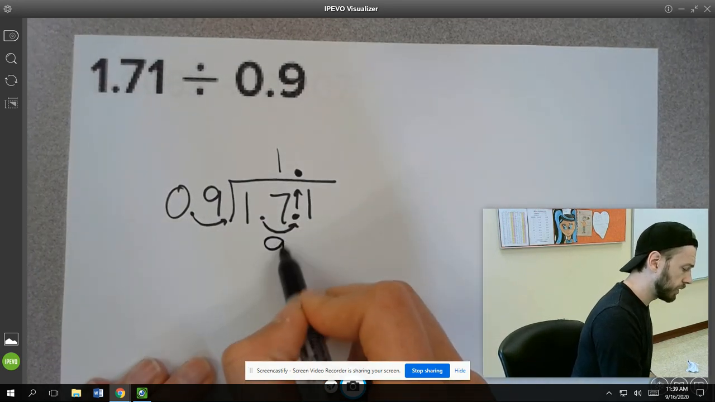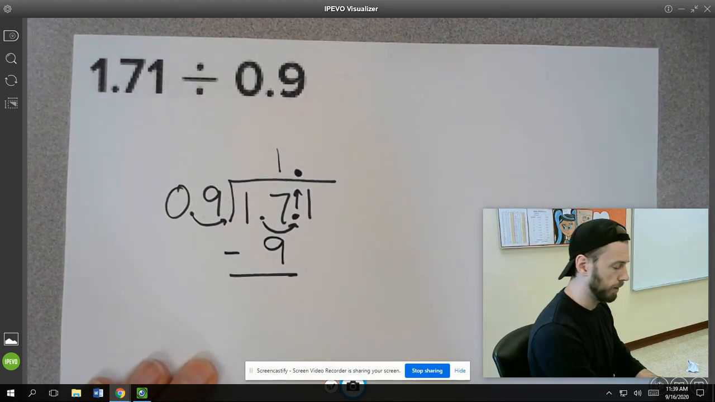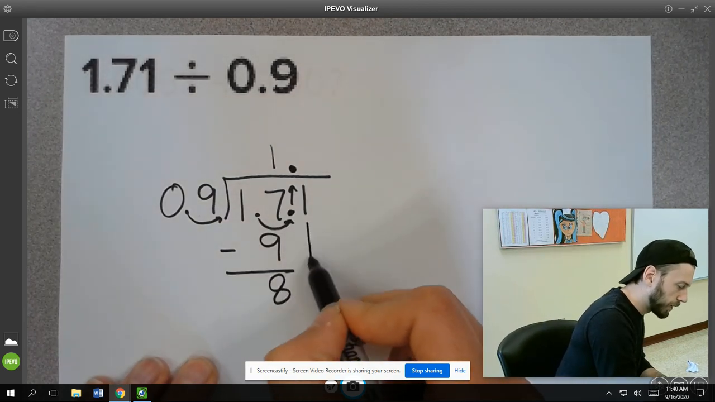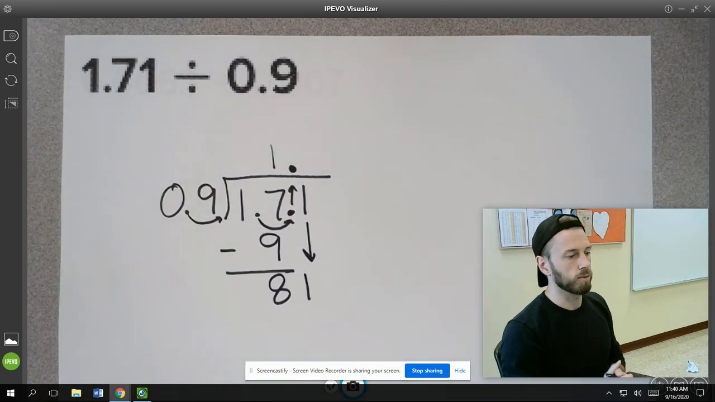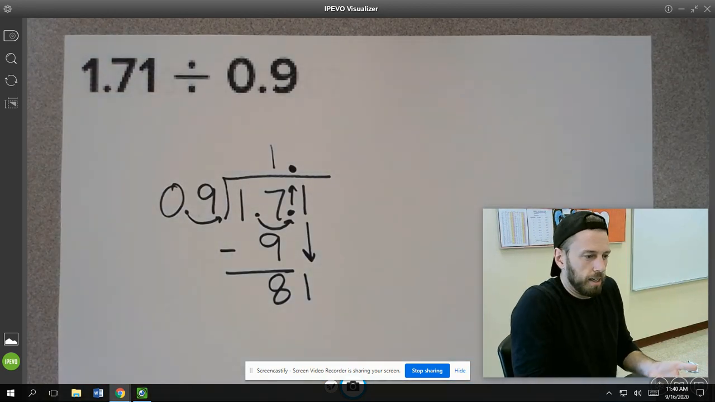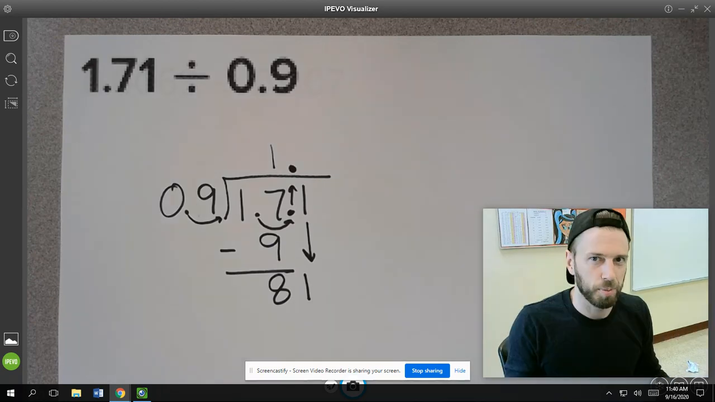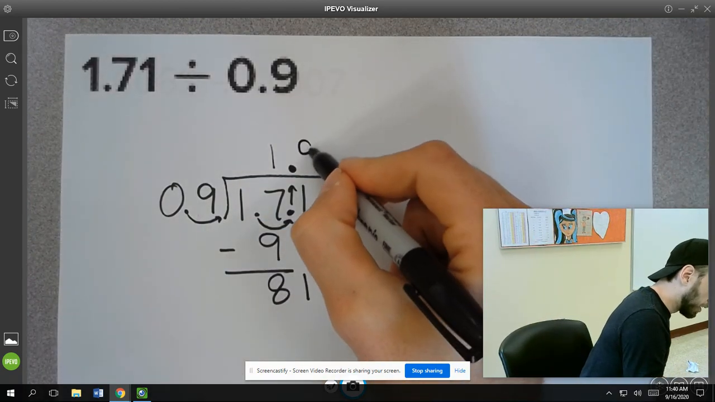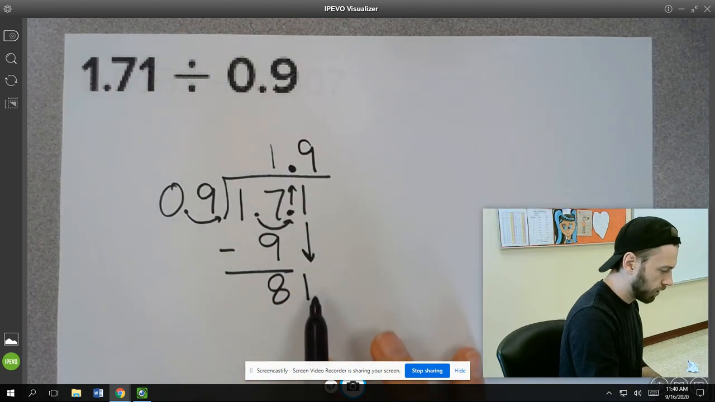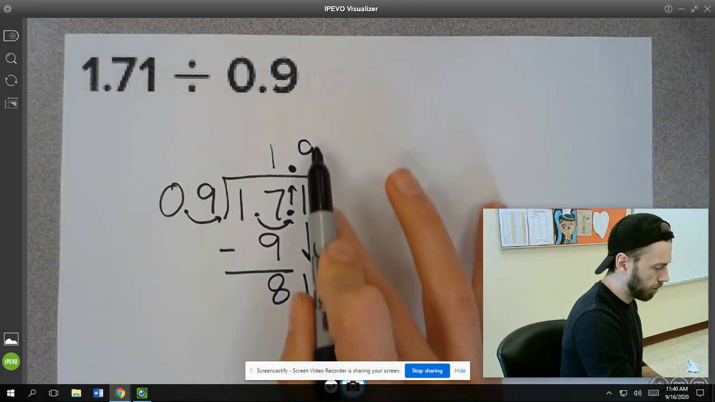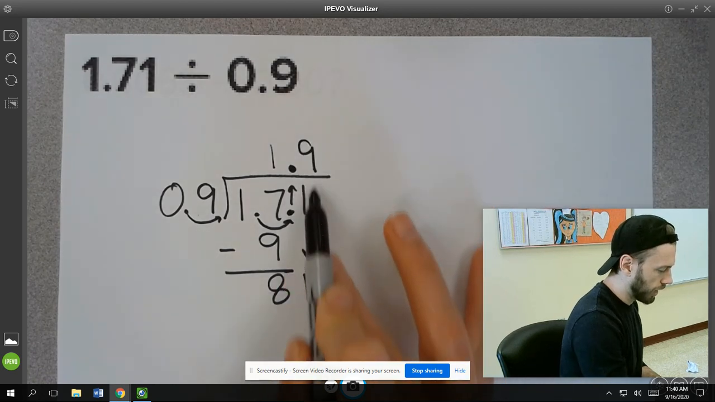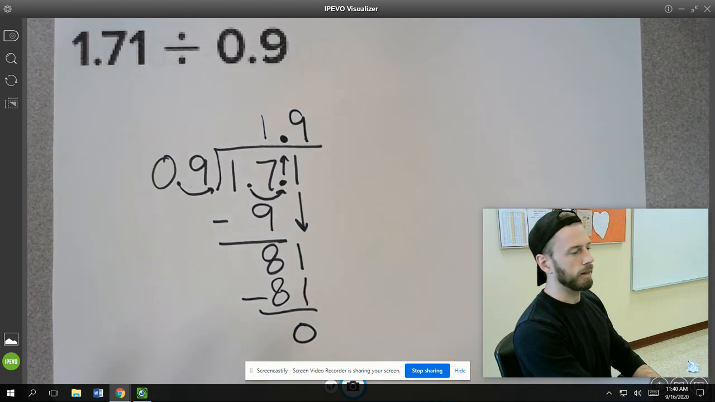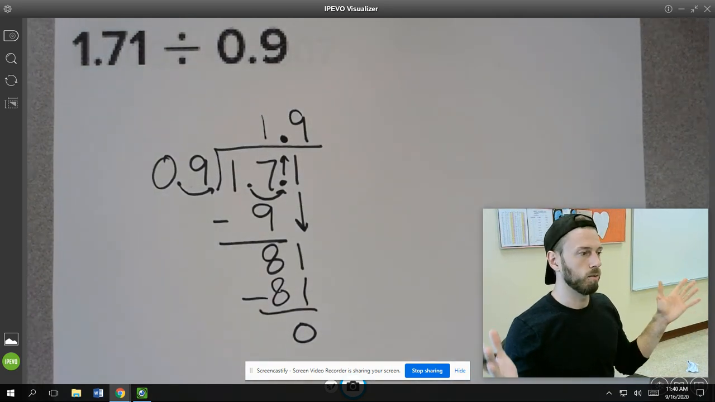And 1 times 9 is 9. So we'll subtract it. 17 minus 9 is 8. And then we just bring down the next number and continue this process, right? So now we see how many times 9 goes into 81. Those of you that know your 9 facts are getting pretty excited right now because it fits in evenly. 9 goes into 81 9 times. And notice how I am working right in line here, trying to keep all my numbers lined up. 9 goes into 81 9 times. So I multiply those through, subtract, and I have no remainders. The answer is 1.9.